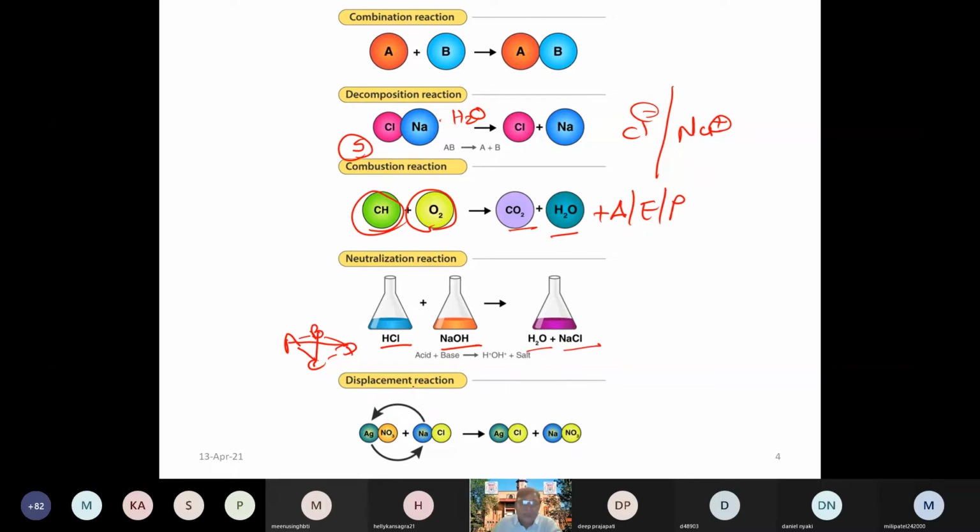Displacement reaction. Suppose another reaction: you have a solution of AgNO3 and a solution of NaCl. When we mix them with each other, what will we get? We will get AgCl and NaNO3. So all types of reactions you have already studied in previous years, but here, as per the requirement of the syllabus, I have discussed some basic things with you.